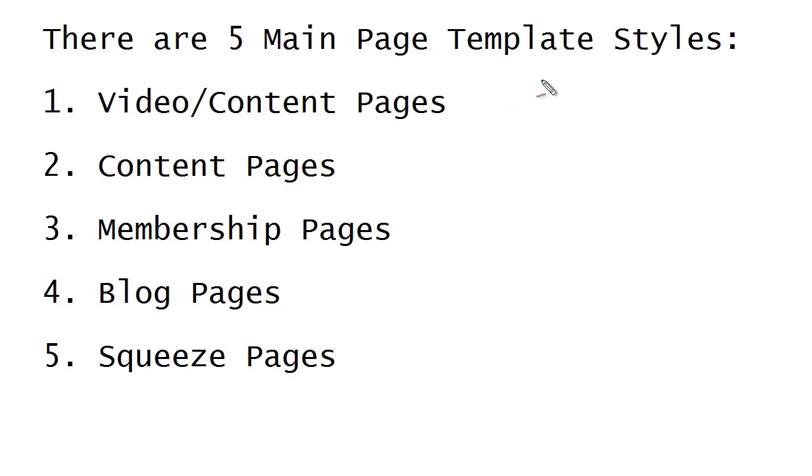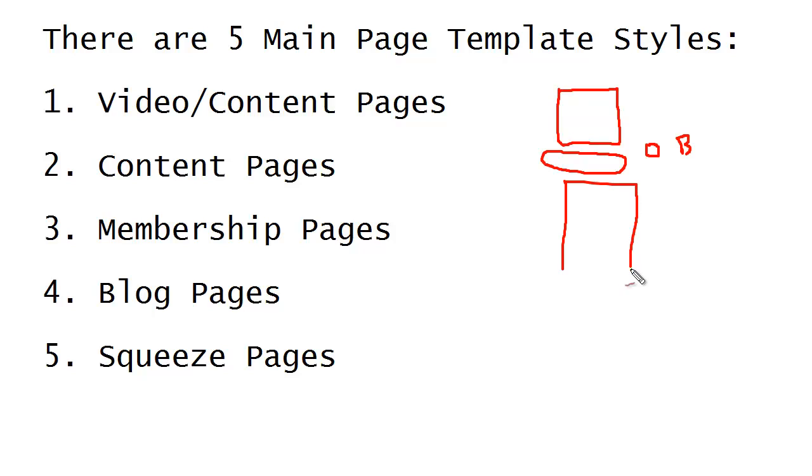The first type of page template is the video content page. Now what this is, there's a number of pages and there's a video skin on top. There's an area below the video where you can put an opt-in form, I'll just put the letter O, or you can put an order button, I'll put the letter B. You can have an opt-in form or an order button below the video. And then below this, there is a content area where you can put sales copy and so forth. So this is the video content pages where there's a video skin on top.